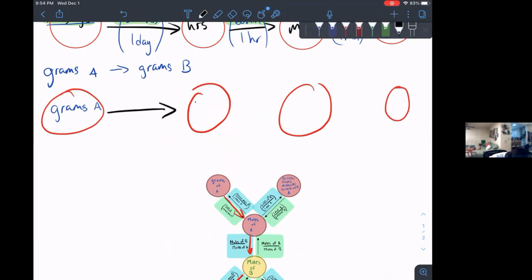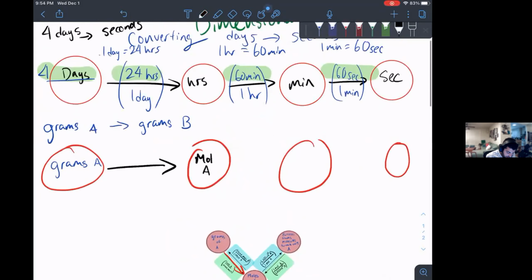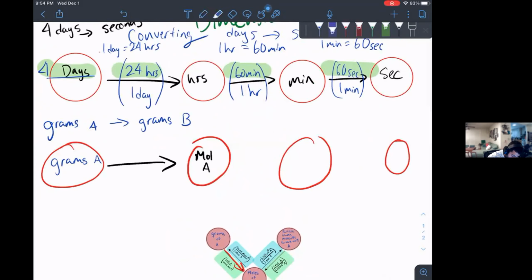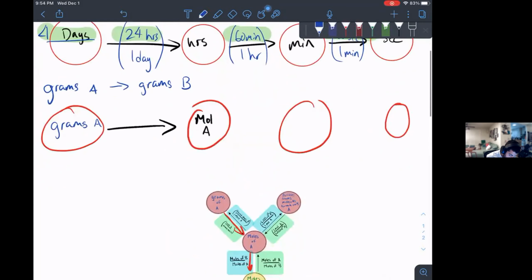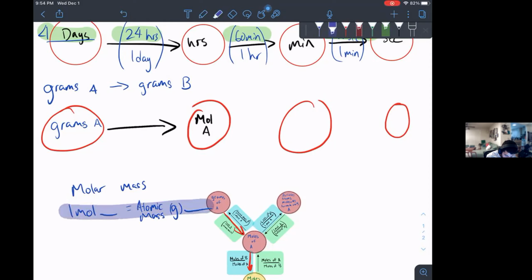So for grams A to moles of A, what we have to use here is a conversion factor. Just like before we had 1 day is 24 hours, here we have what's known as the molar mass. The molar mass basically tells us that 1 mole of any substance is equal to the atomic mass in grams of that same substance. If we're converting grams to moles, we need to make sure that the conversion factor has both grams and moles, and this one does.